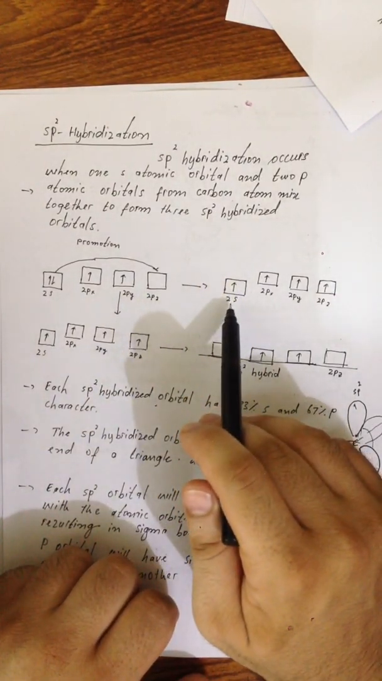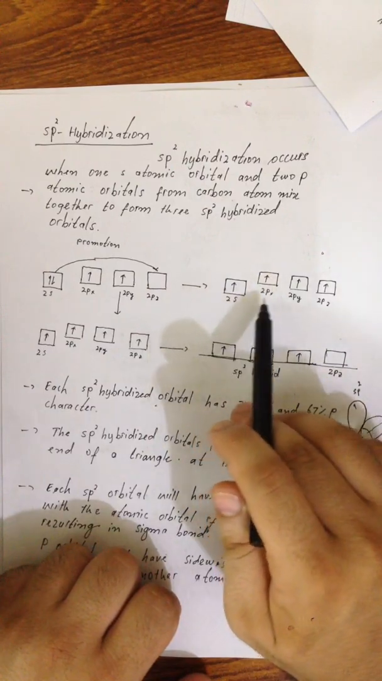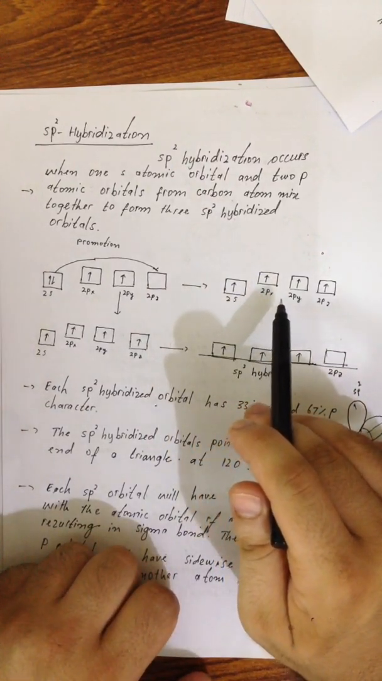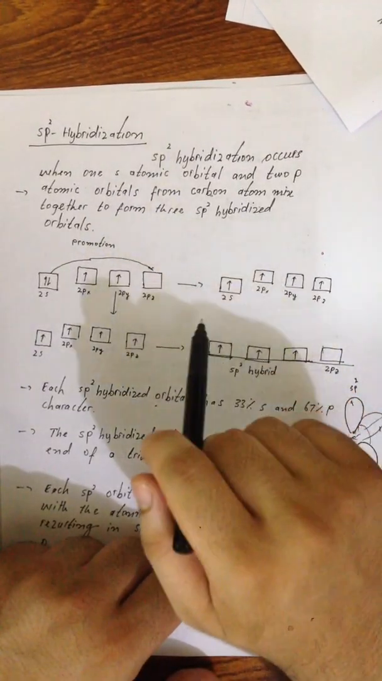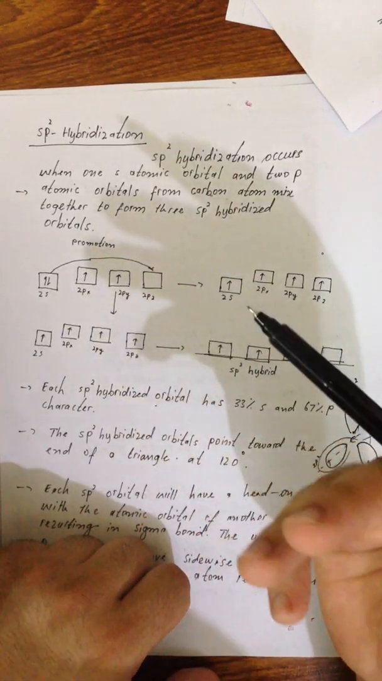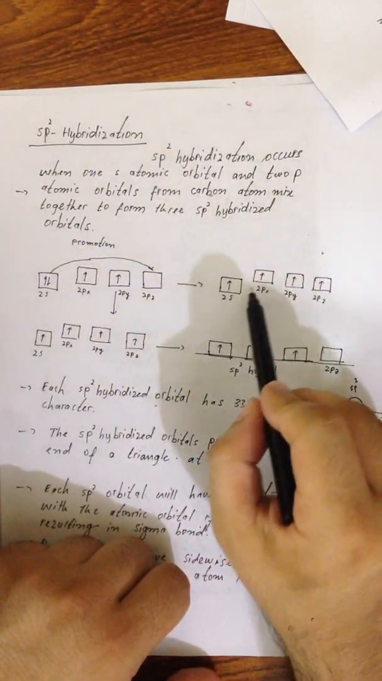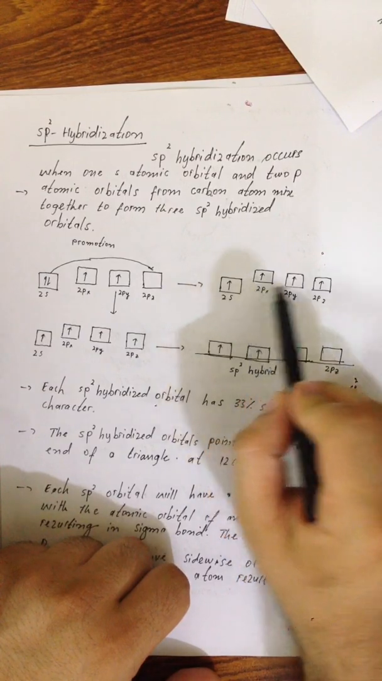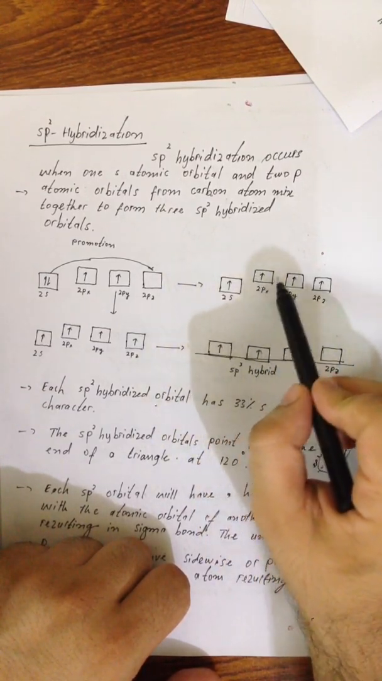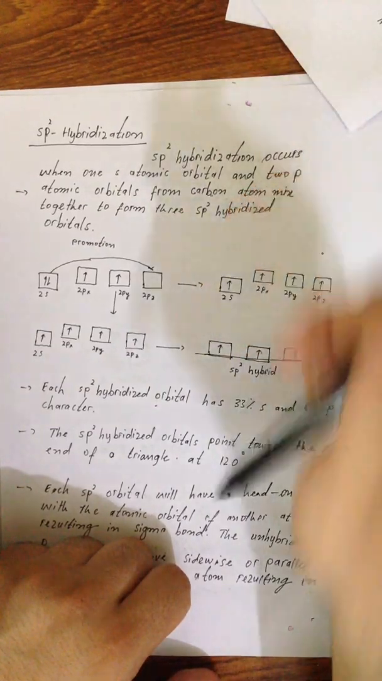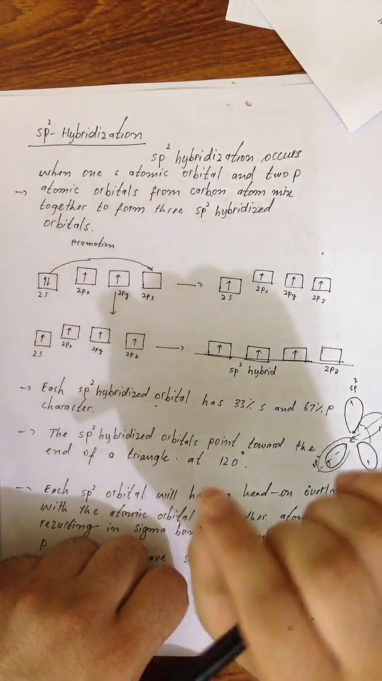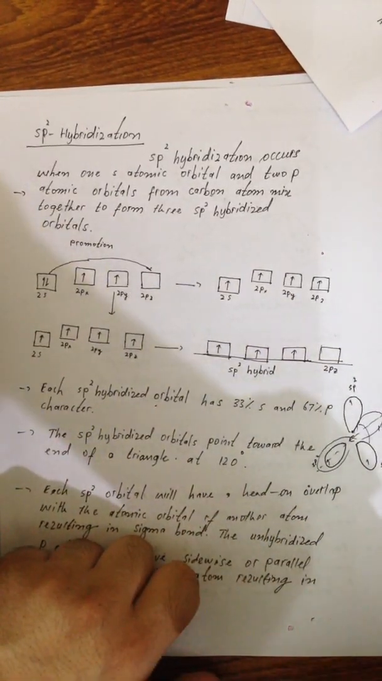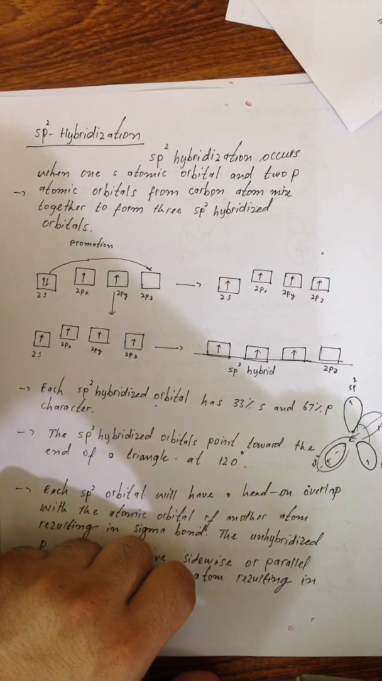Now you have the 2s orbital and the 2p orbitals. All these orbitals have got one unpaired electron. These orbitals are ready to get hybridized. There is very little energy difference. The p orbitals are slightly above the 2s orbital, so there is a very little energy difference, and these orbitals can mix with each other and they can hybridize.